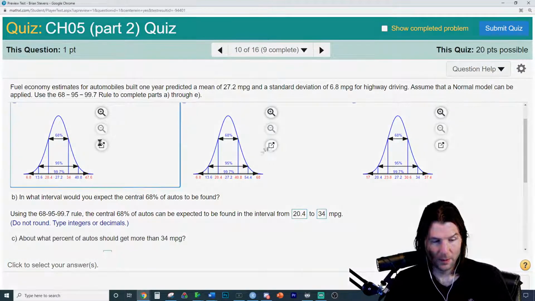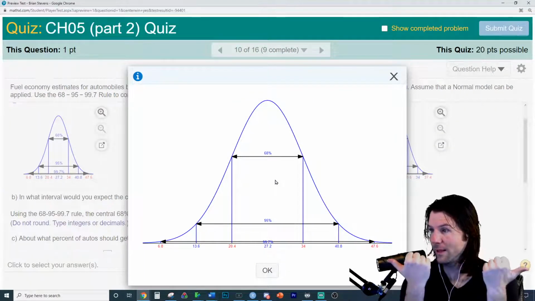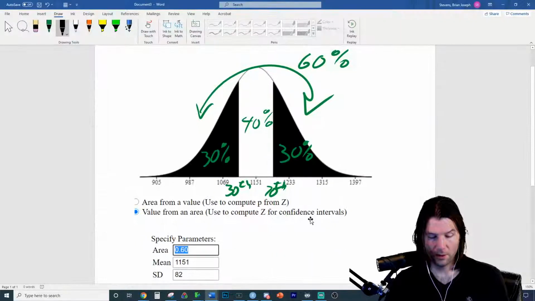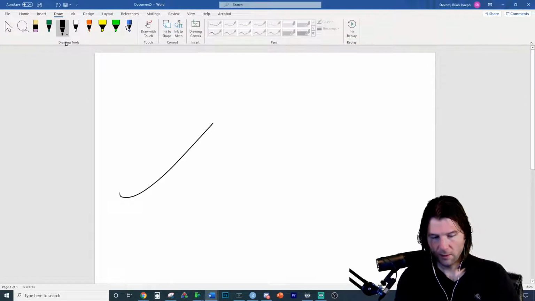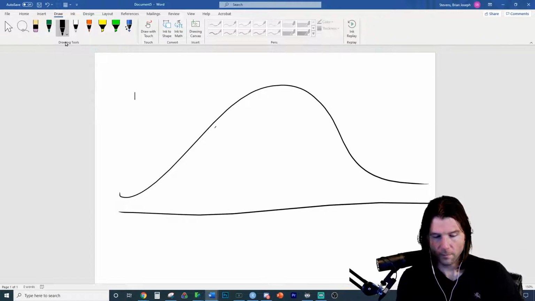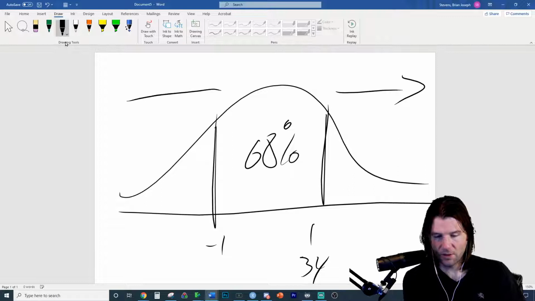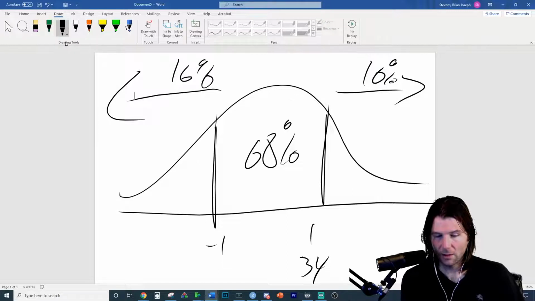There's 34 right here. 68 inside, 32 outside, 16 on either hand. What am I talking about here? We are doing a graphic like this. We are at -1 and +1, and we have 68% inside, because this is where 34 is at. And if we have 68% inside, that leaves 32 outside total. That leaves 16 on either side, and that's how we get the answer.